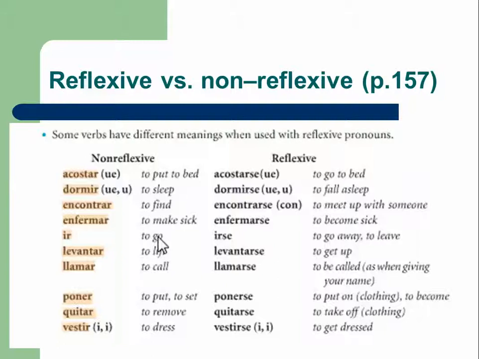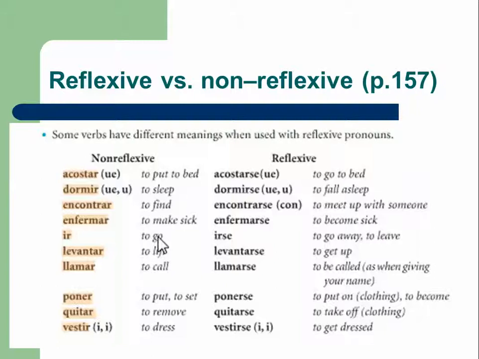Encontrar is to find something. Encontrarse is to meet up with someone, which is a reflexive verb because you're both meeting up with the other person, so it's like a reflection between both of you. You're both doing it to each other, so each other is also a form of reflection. Enfermar is to get someone else sick, and then enfermarse would be to get yourself sick.